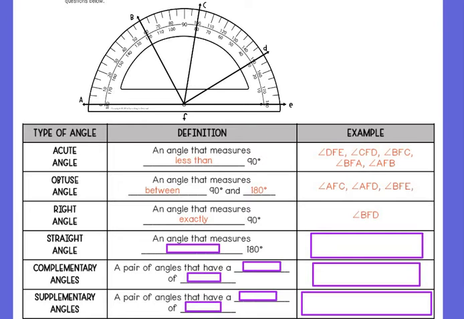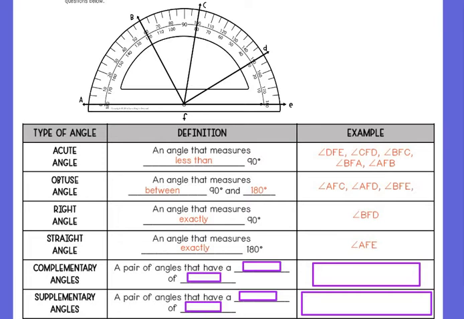Now, a straight angle is an angle that measures what? Exactly 180. What's another name for a straight angle? A line. It's just a line. A ruler is a straight angle. The edge of a piece of paper is straight. Okay, those are straight angles. Let's get Ava. What is my example of a straight angle? AFE is my example of a straight angle.